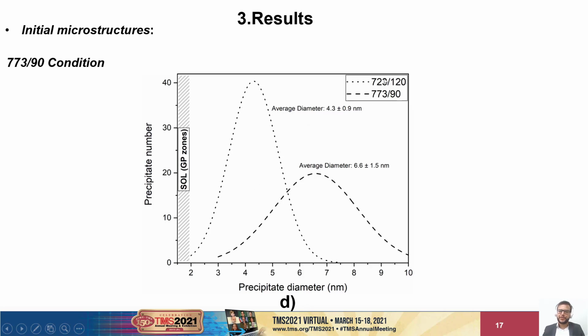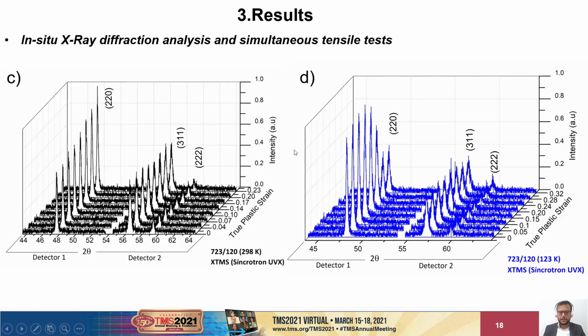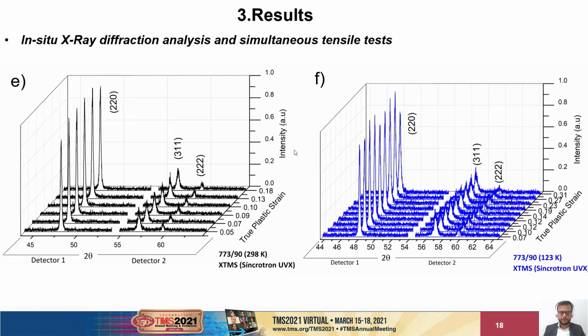So as we increase the temperature of the heat treatment, we found larger particles, large chromium precipitates. And here are the X-ray diffraction patterns obtained for the alloy tested at both temperatures, where we collected a diffraction pattern for each level of deformation ranging from yield stress to the ultimate tensile stress in all three conditions.